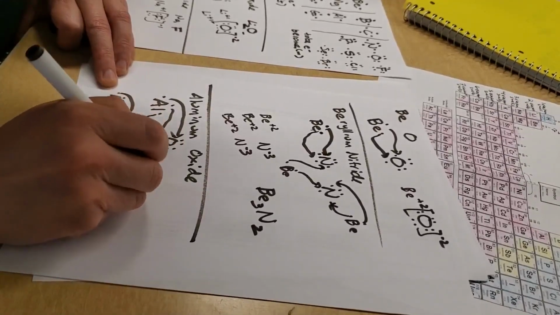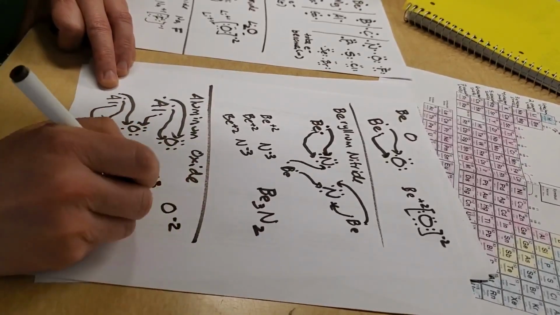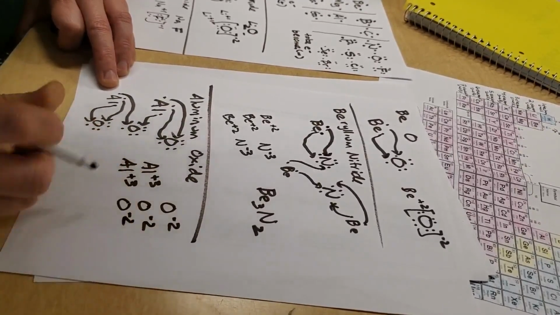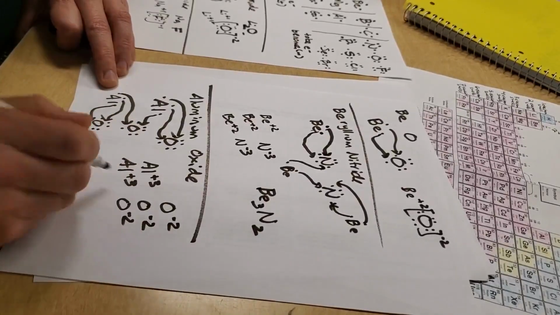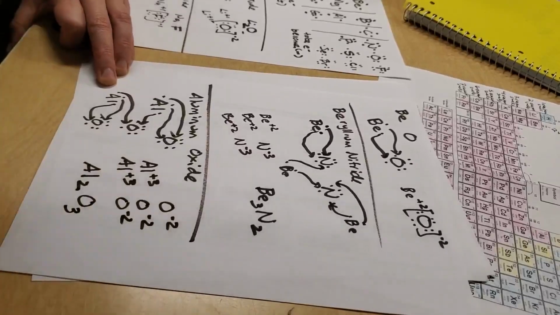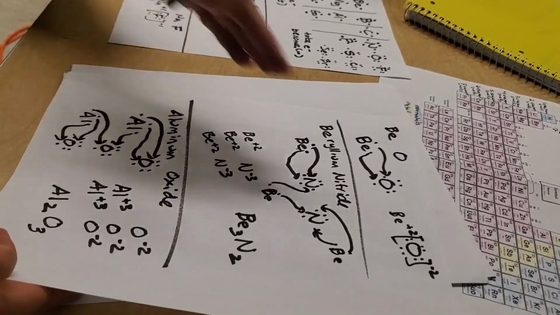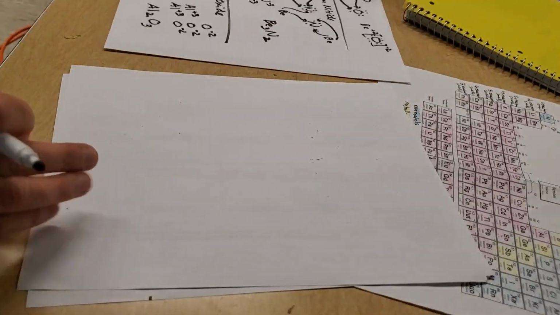Now the aluminums became plus 3. Remember, metals become plus 3. Each of these oxygens become negative 2. Positive 6, negative 6. Our compound has 2 aluminums, 3 oxygens, aluminum oxide. Okay, so again, you want to show how the electrons move. I just want to show you one more.